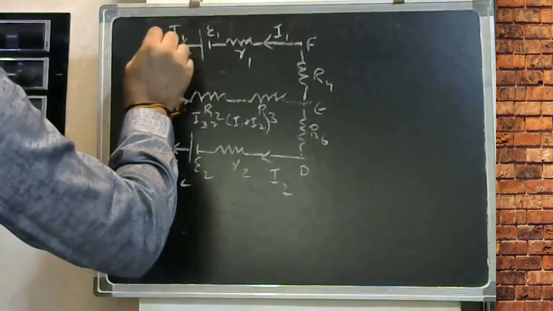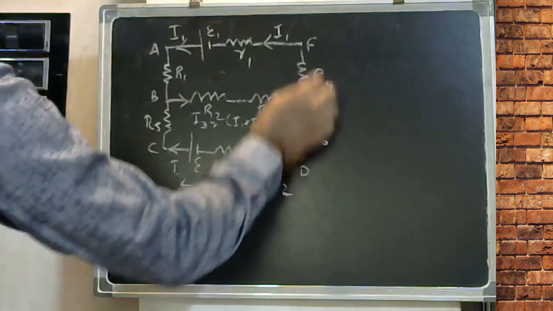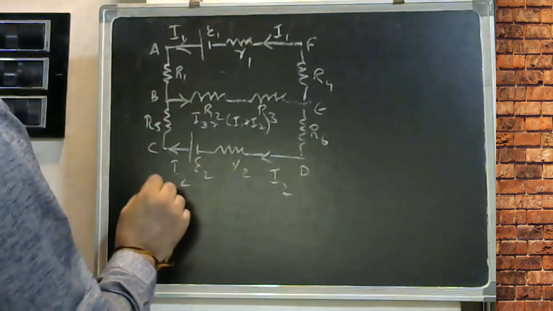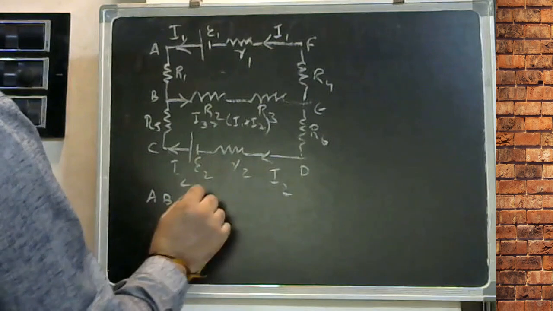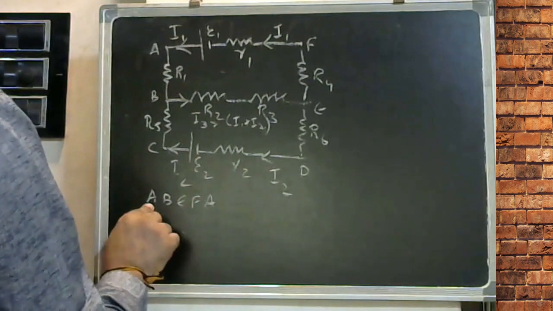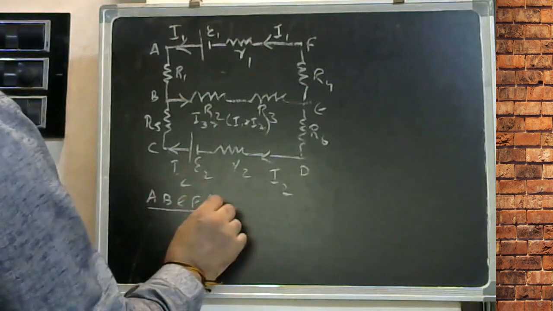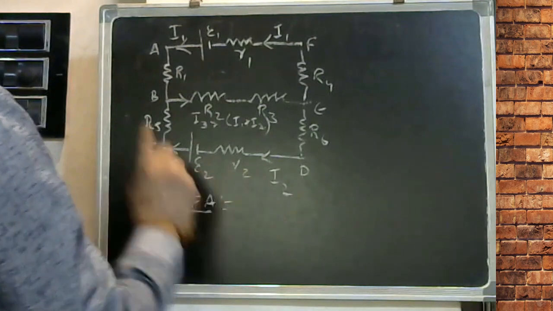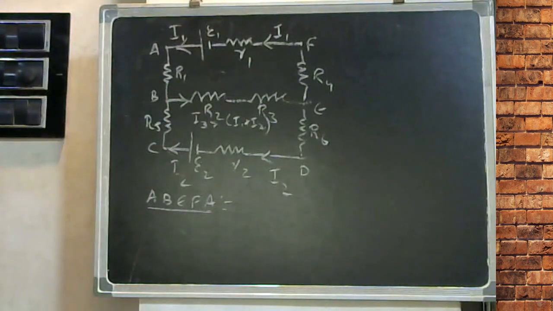So let's start. We'll take the loop A, B, E, F, A. So the beginning is A, B, E, F, A. As I told you, remember, I started from A and went back to A. So this is what a loop is all about. You cannot be halfway stitched.